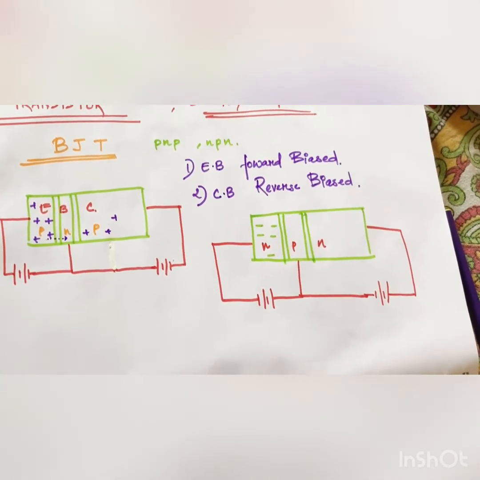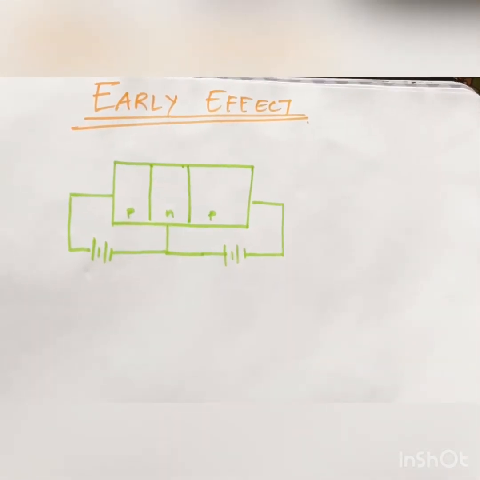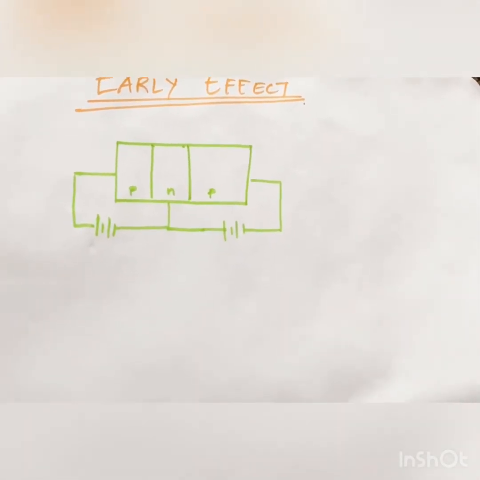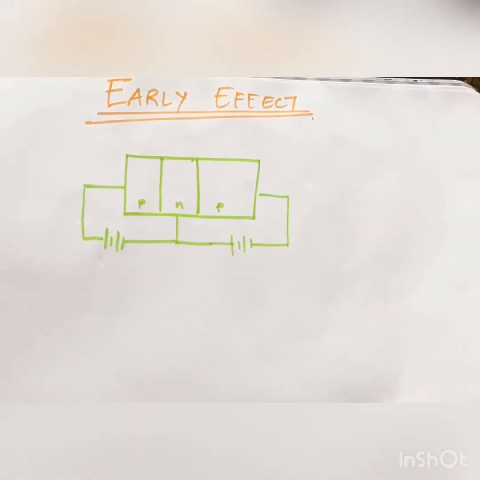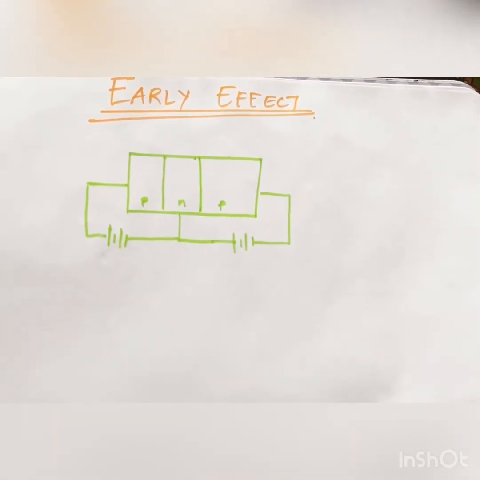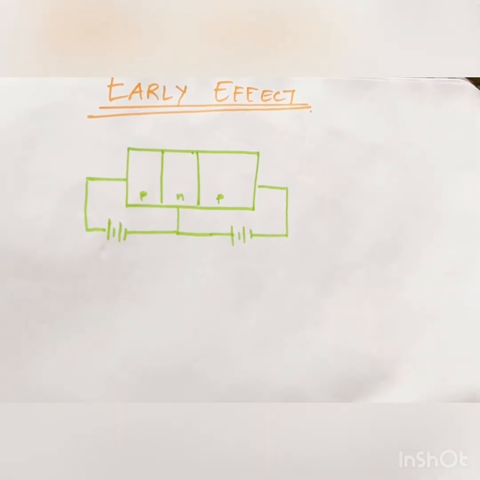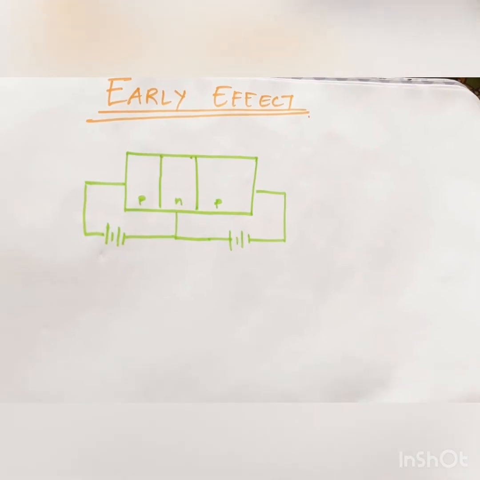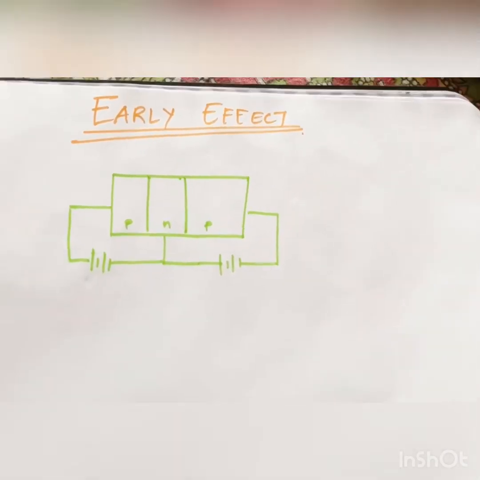So let's have a look at this. Now we will see what the Early effect is. To understand this, we should know why the depletion region widens in reverse biasing. The reason behind the depletion region widening I have already discussed in my previous video. You can refer to it; I have mentioned the link in my description box. So yes, the depletion region widens in reverse biasing.